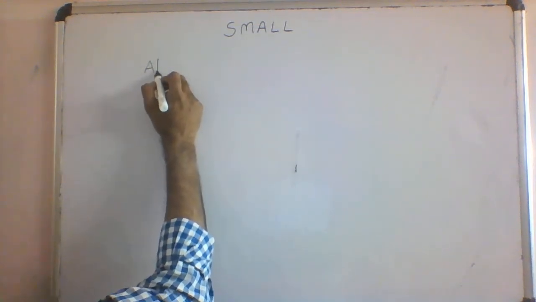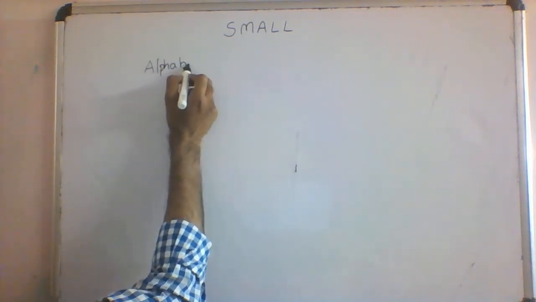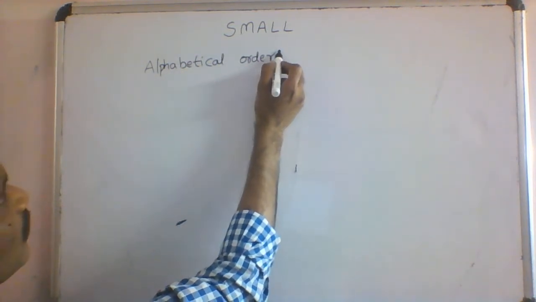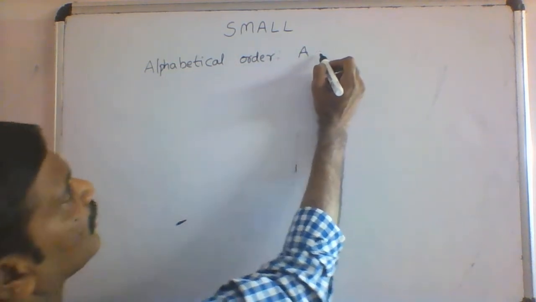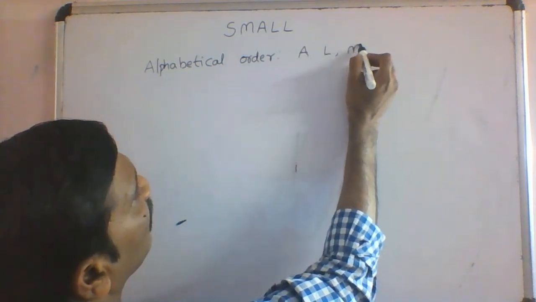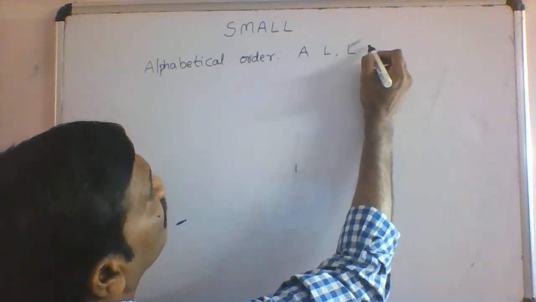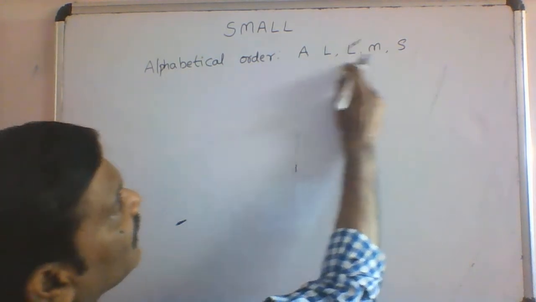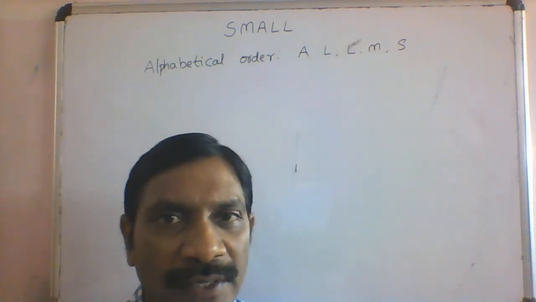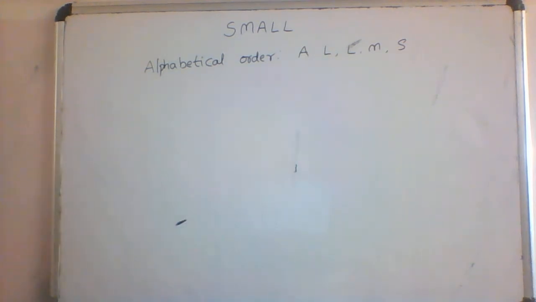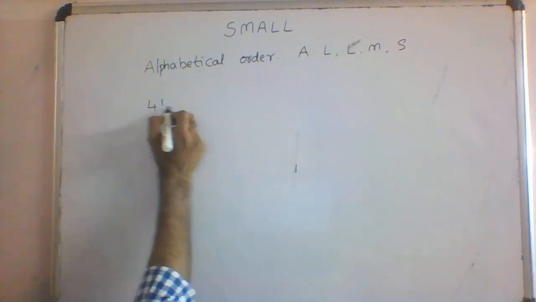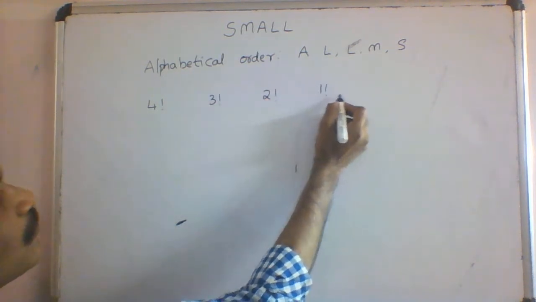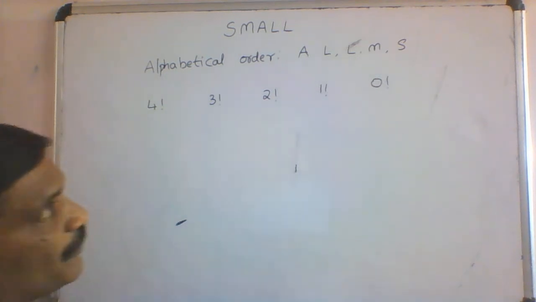First again alphabetical order. A, L, again one more L, M and S. So how many letters are there? Altogether 5 letters are there. So start with 4 factorial, 3 factorial, 2 factorial, 1 factorial, 0 factorial.